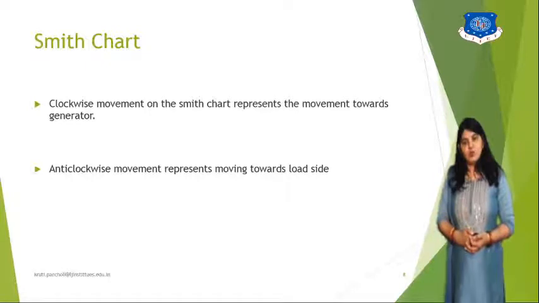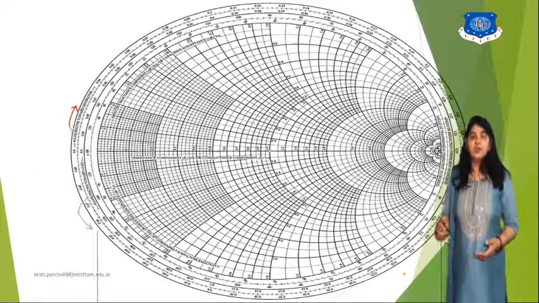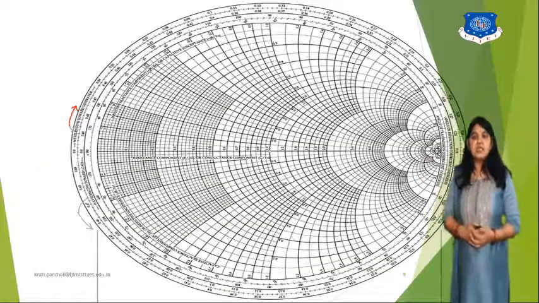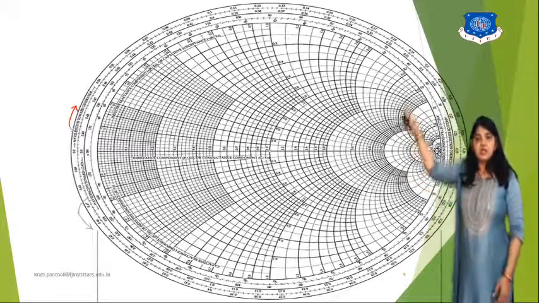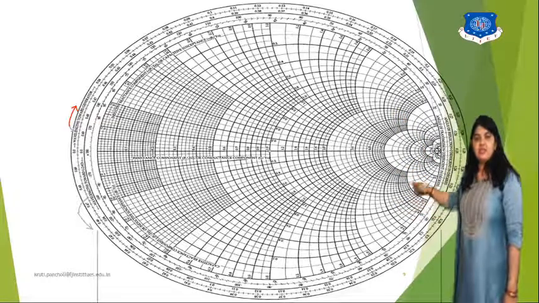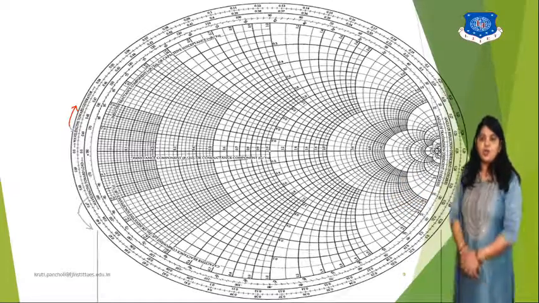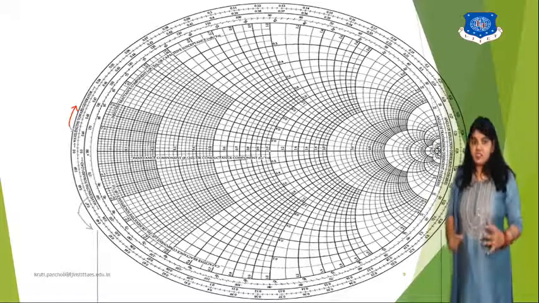So clockwise movement is towards the generator, and anti-clockwise is the movement towards the load side. Now here you can see the Smith chart. You can find the various circles on the Smith chart, as well as the various reactance lines that you can observe on it. So this is the Smith chart.